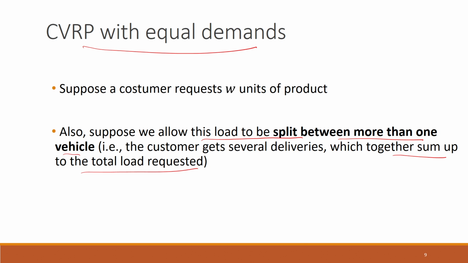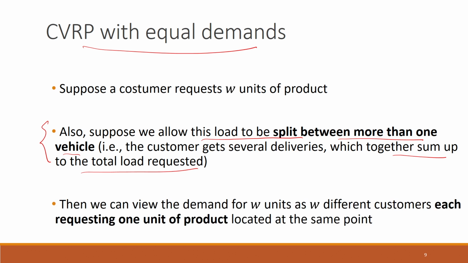So since it has to add up to 10, suppose the first delivery provides me 2 copies of this product, the second one provides me 4 copies of the product, and the third one also provides me 4 copies of the product. So all of them will add to a total of 10. Okay. So this is the main assumption of this capacitated vehicle routing problem with equal demands.